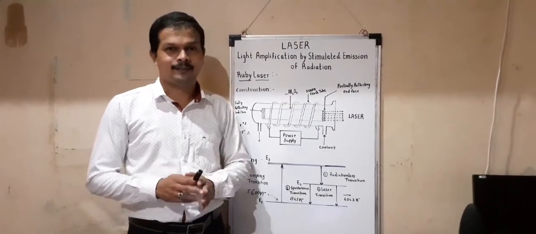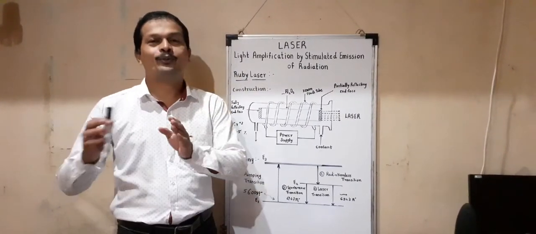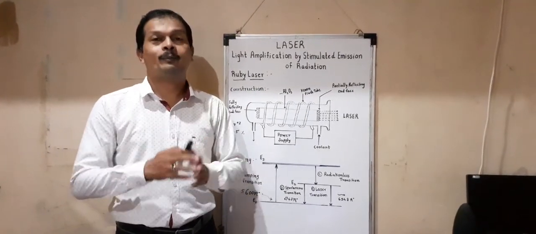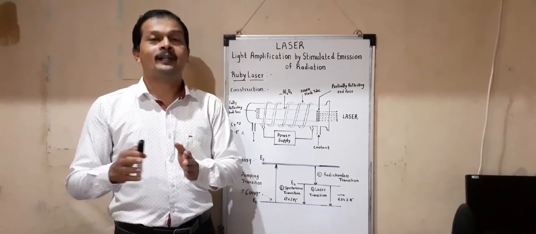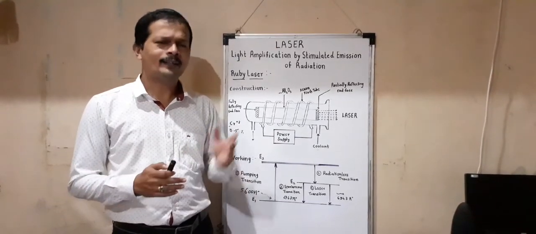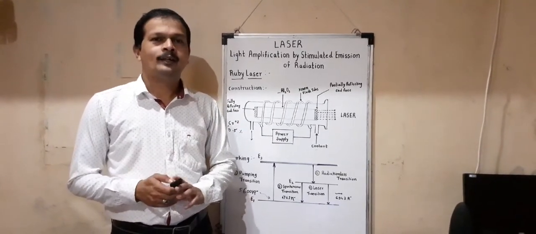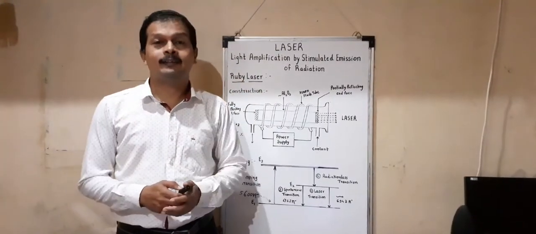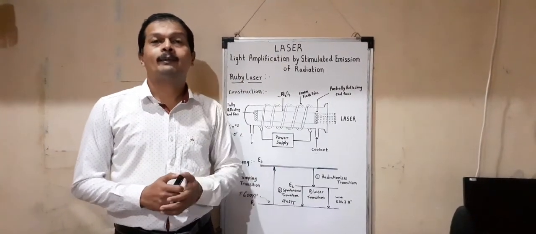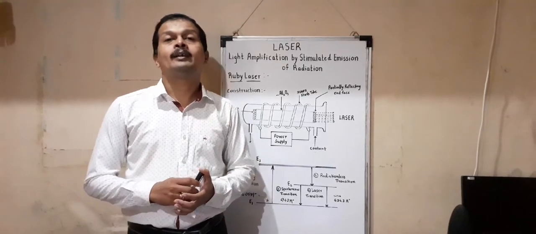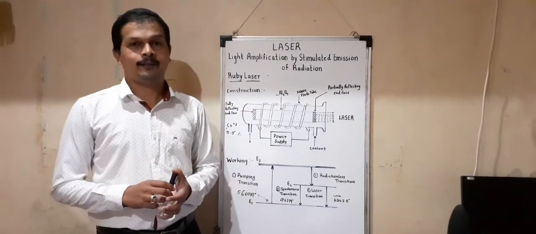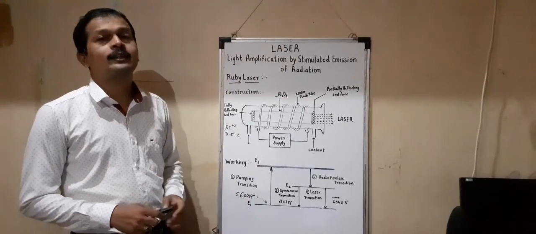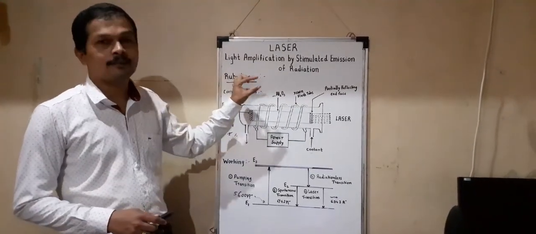We know laser is a monochromatic source of light having the same wavelength, high directionality, extreme brightness, etc. These are the characteristics of laser. Here, the Ruby laser is a solid state laser invented by scientist Theodore Maiman in 1960 in USA. Now we are going to discuss the construction and working of this Ruby laser.